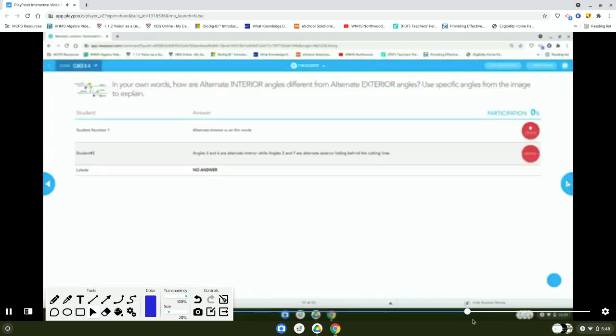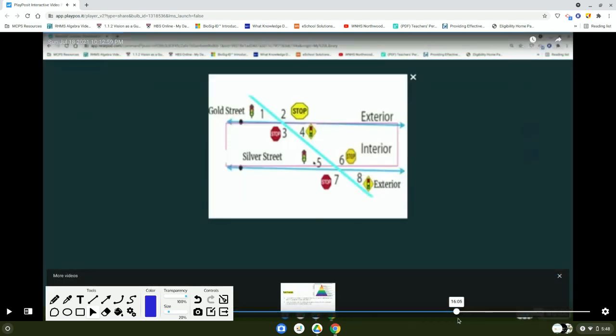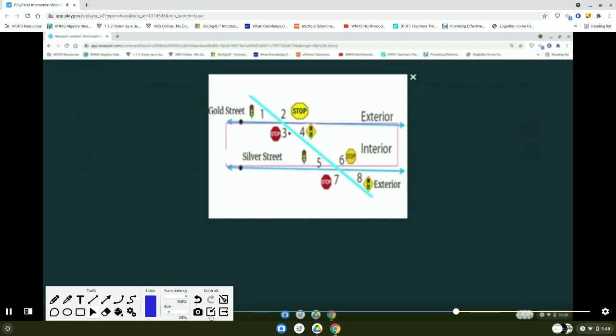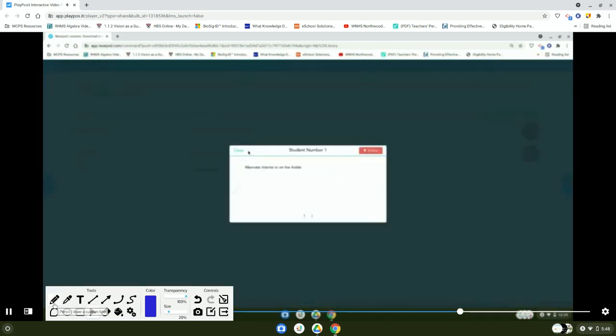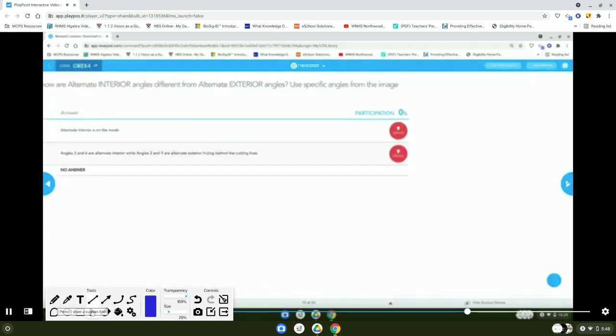Awesome attempts, everyone. On the inside, so that'll be 4 and 5. That'll be 3 and 6. Awesome job, everybody. Alternate interior is on the inside. All right, that's a good response. Alternate interior is on the inside. Angles 3 and 6 are alternate interior, while 2 and 7 are alternate exterior. Awesome attempts, everyone.